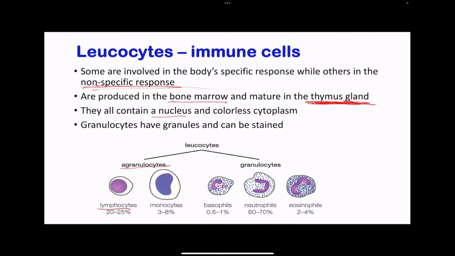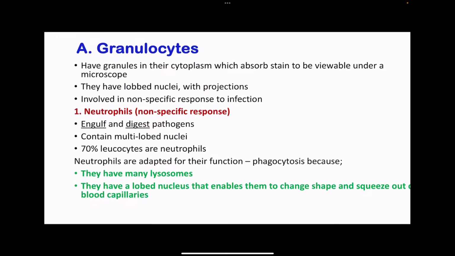These include the lymphocytes. Lymphocytes are the ones that produce antibodies. They include the monocytes. Monocytes are the ones that become macrophages that participate in phagocytosis. We have the basophils, neutrophils, as well as eosinophils. These participate in non-specific immune response, while these ones are more involved in the specific immune response.